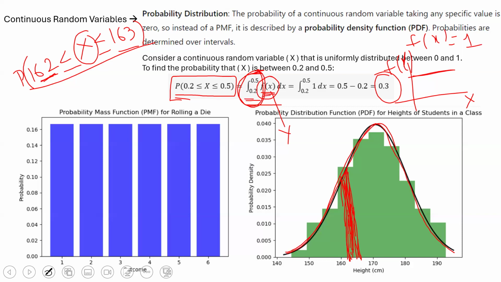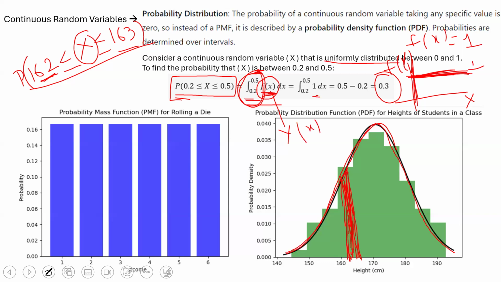So f of x for a uniform distribution, this is the uniform distribution curve. How does a uniform distribution curve look like? It looks like a single line. So this is represented by 1. And now when you replace f of x with 1, the integration of 1 dx is x.